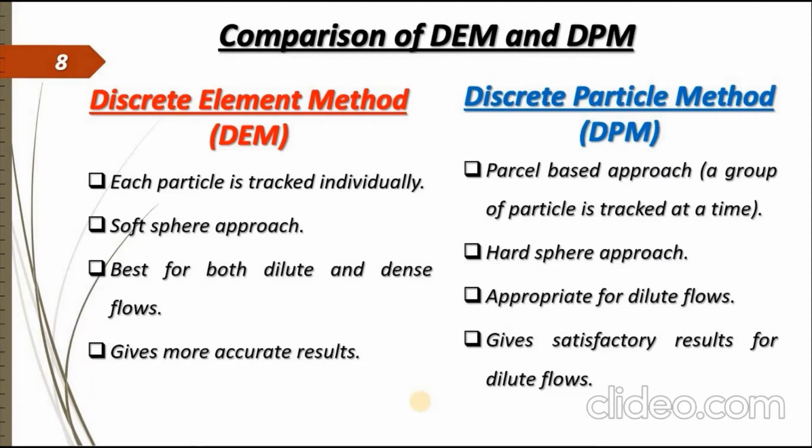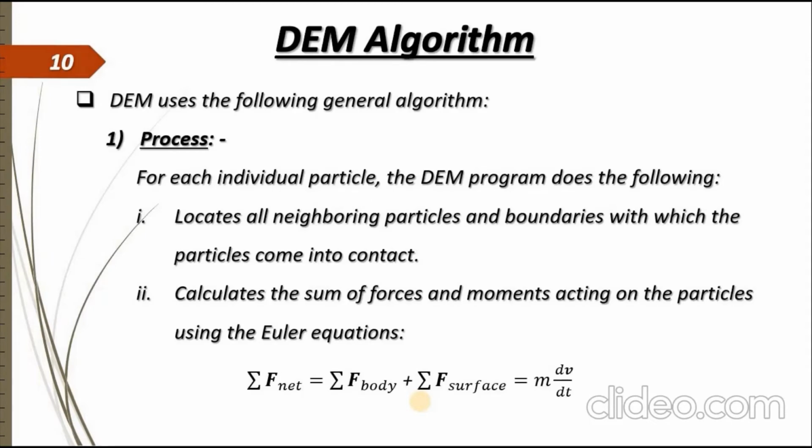Now moving towards the DEM methodology, starting with the DEM algorithm, it uses the following general algorithm. For each individual particle, the DEM program does the following. It locates all the neighboring particles and boundaries with which the particle comes into contact and calculates the sum of forces and moments acting on the particle using the Euler equations of motion given by this simple equation, which is a summation of the body forces and the surface forces.